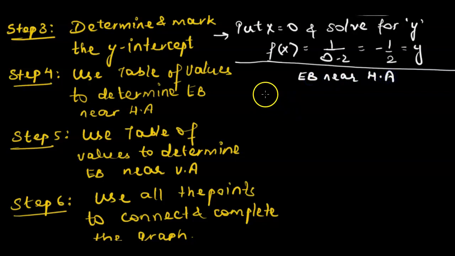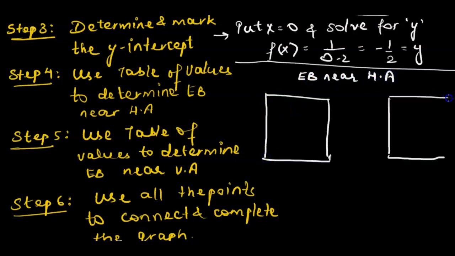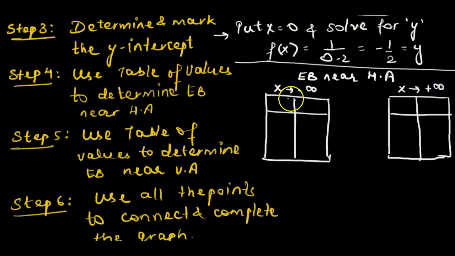We would be making 2 tables of values for it. The reason we are making 2 tables of values is because we have 2 endpoints near the horizontal asymptote. One is when x approaches negative infinity, and the other is when x approaches positive infinity. For these tables of values, just 2 points are good enough. We'll put x here, we'll put f(x) here, we'll put x here, and we'll put f(x) here as well.